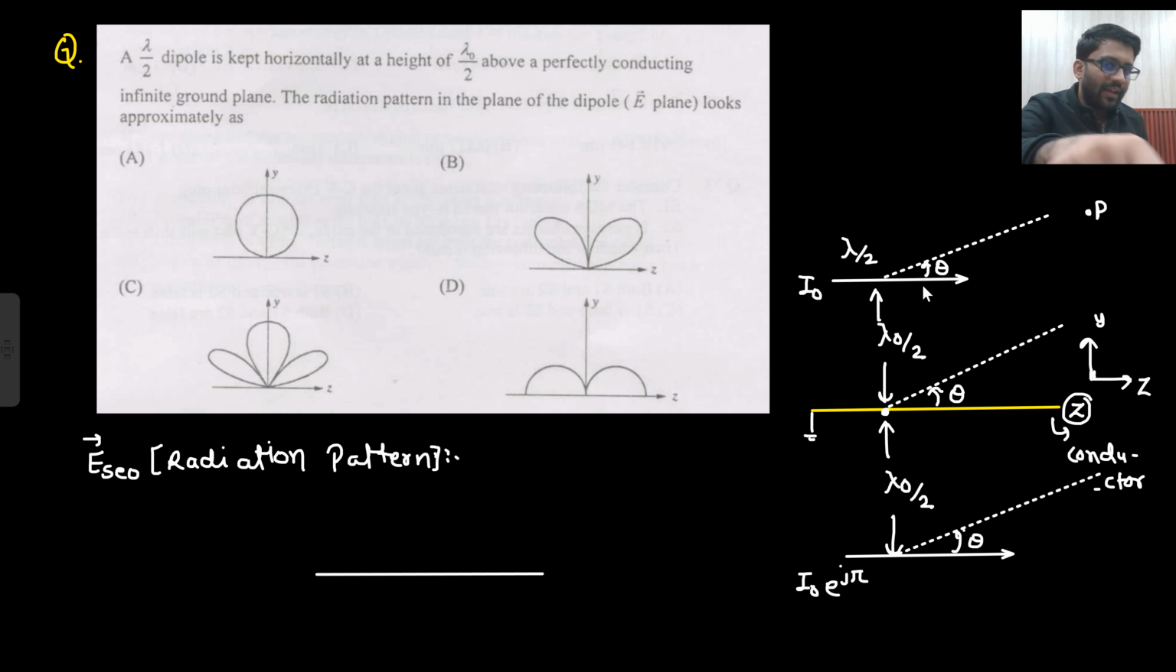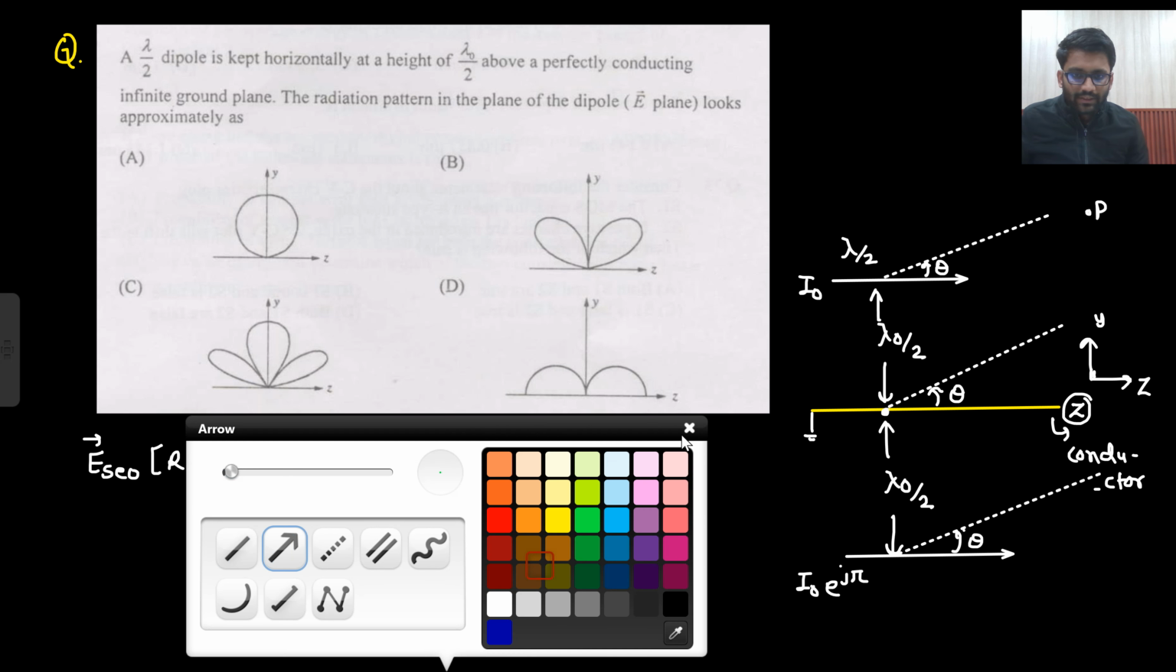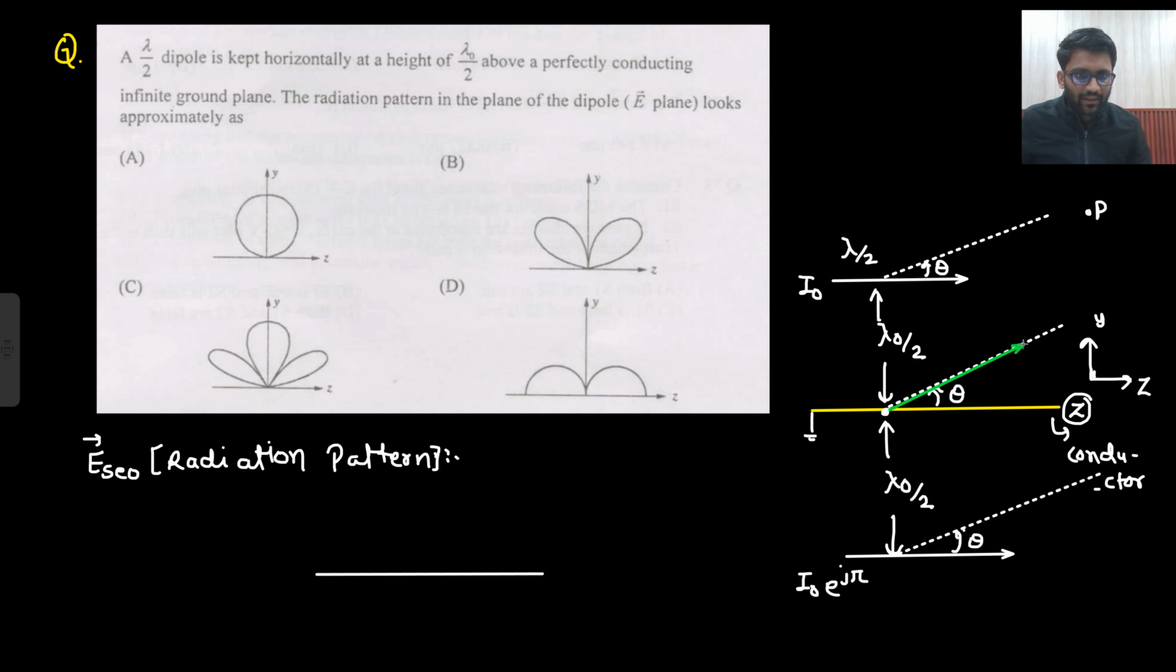What is the angle between the arms of the antenna and the array axis? Where is the array axis? This is my array axis. What is the angle between the arms of the antenna and the array axis? That is theta only. So now we don't need to change the angle, the 90 minus theta, that we don't need to do. Actually, this antenna is placed along the Z axis only. If this is my Z axis, then the antenna is placed like this.